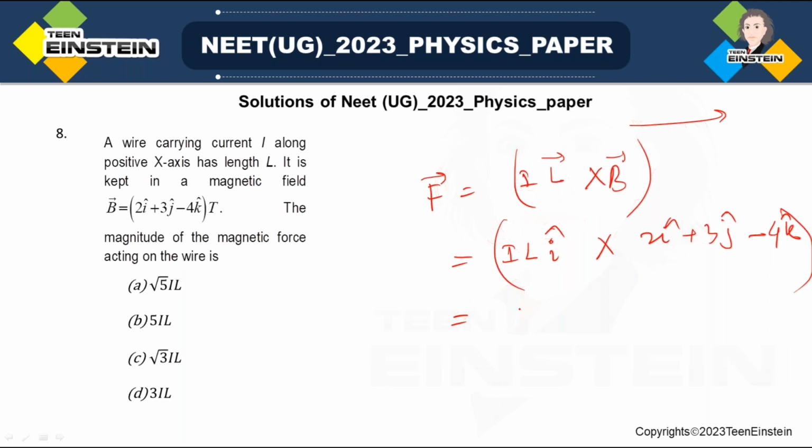So we'll take the mod of this force. No, I'm sorry. This will actually be 25 inside the root, so it will be 5 IL. You can just use the i, j, k cyclic formula and do this calculation. You will be able to find it.